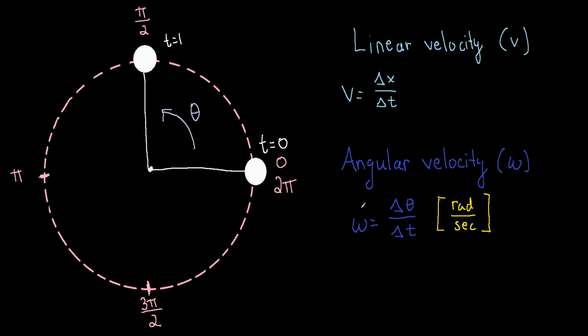Now, we can find the ball's angular velocity by plugging in what we know. So we know that the ball's angular velocity equals its angular displacement, which we found out to be pi over 2 radians, divided by a change in time, which we know that the final time was at 1 second and its initial time was at 0 seconds. So our ball's angular velocity equals pi over 2 radians per second.